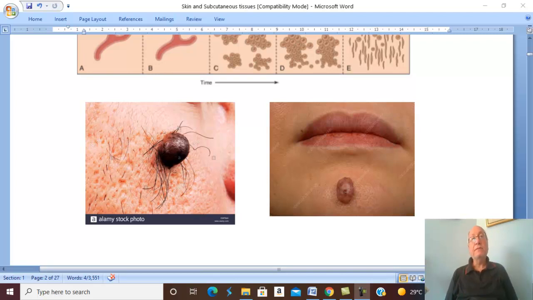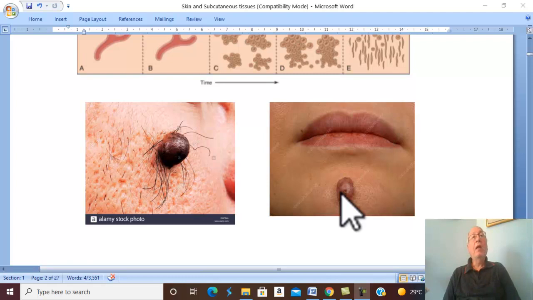Melanocytic lesions. Melanocytic lesions may be benign melanocytic lesions or malignant. And the malignant melanocytic lesion is called melanoma. First of all, we'll discuss benign melanocytic lesions. Benign melanocytic lesions are also called pigmented nevi or moles.